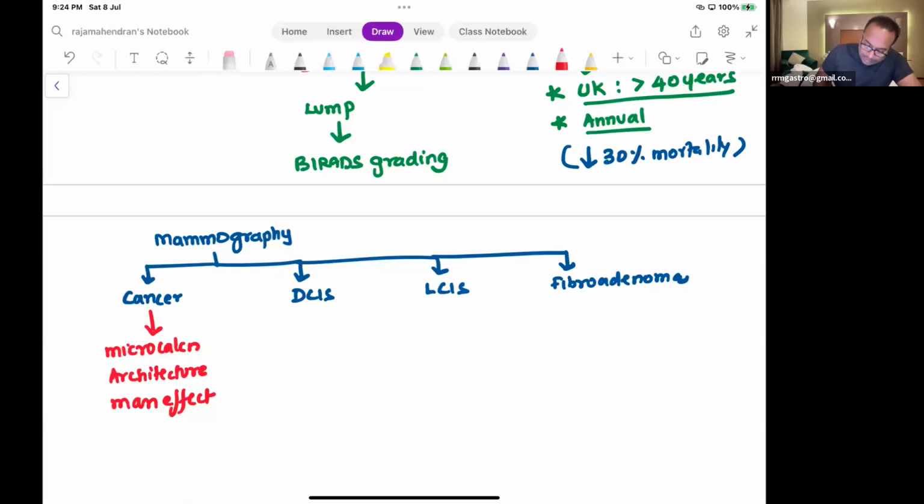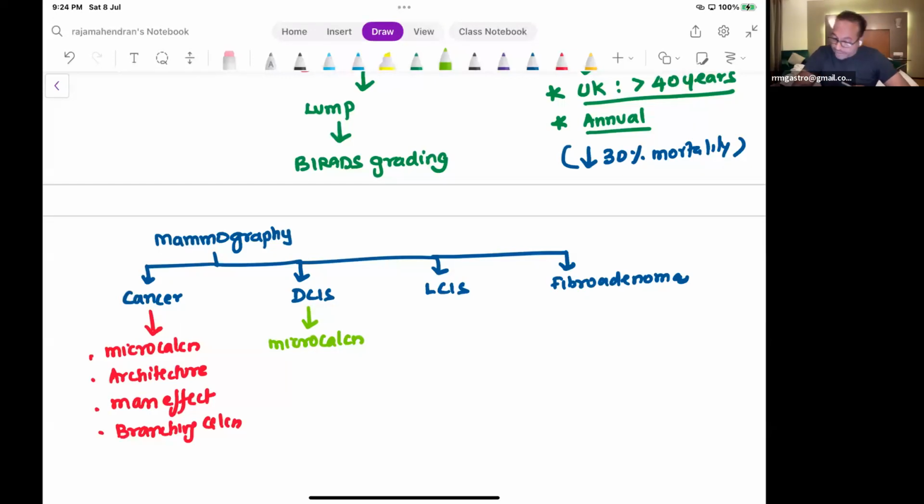Okay. And we have so many other findings: microcalcification, branching calcification. All these are features of cancer. Tell me, what is the one finding in ductal cancer in situ? Ductal cancer in situ also can be detected. The common presentation of ductal cancer in situ is also a lump. They can also present to you. They will also have microcalcification.